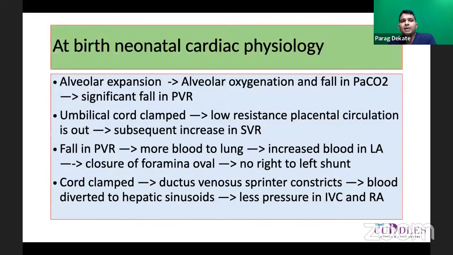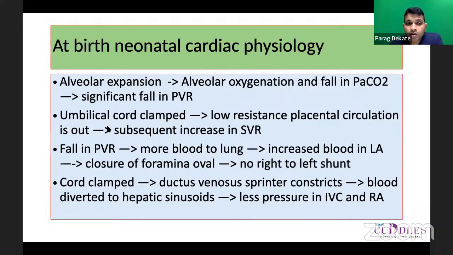So what exactly happens once we have the birth of a baby, how does the transition happen? Once there is a birth, the baby cries and takes an alveolar expansion. Once the alveolar expansion happens, alveolar oxygenation increases and there is a fall in the PaCO2 and a significant fall in the pulmonary vascular resistance, and more and more blood from the RV goes into the lung.